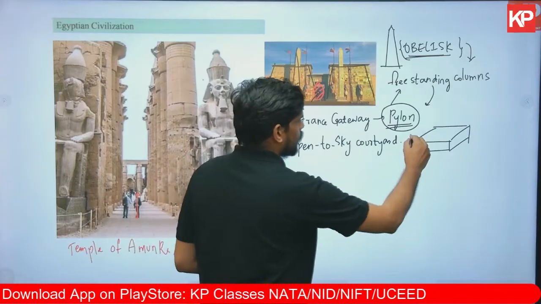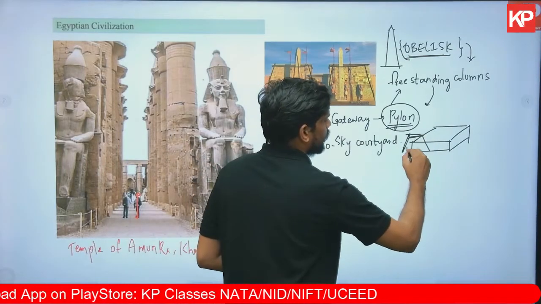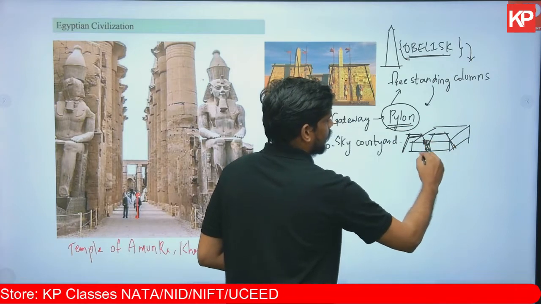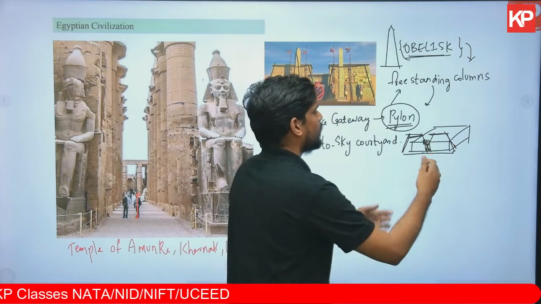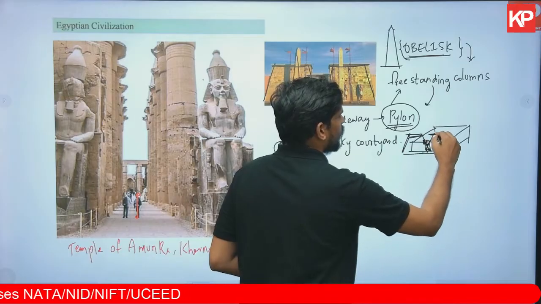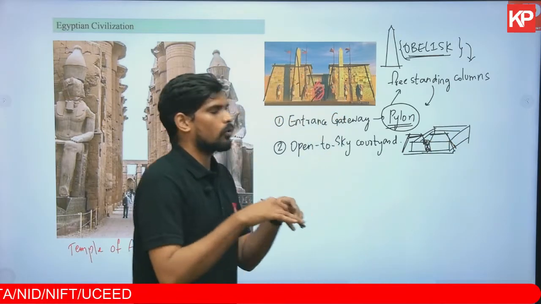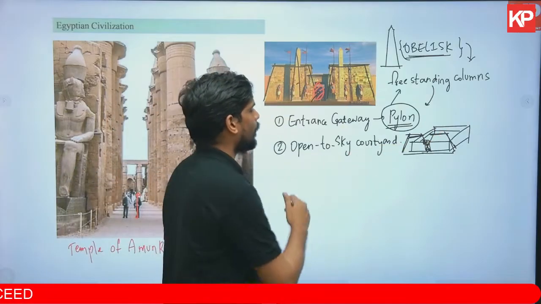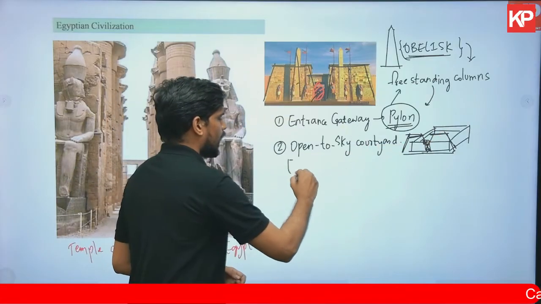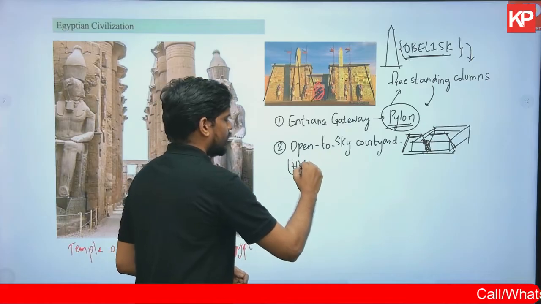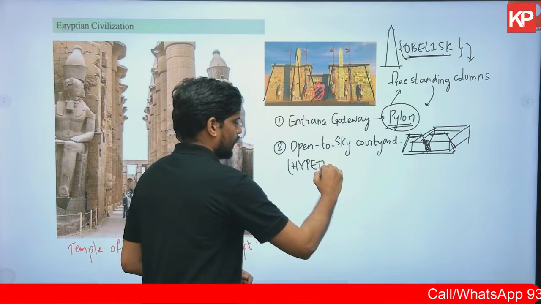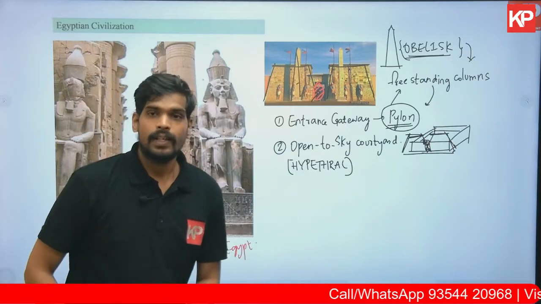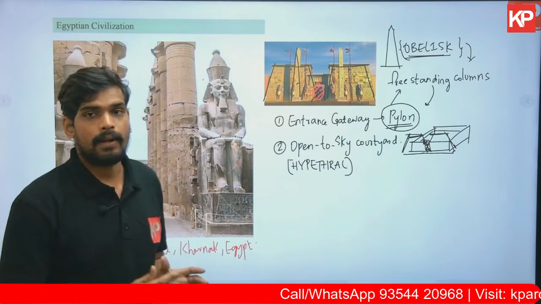So once you go through the entrance, you have these entrance pylons with an entrance in the center. Once you go through this into the second part, you find an open to sky courtyard which has only walls but no roof on the top. That's the second part of it. This open to sky space in architecture is called hypaethral. That is something which you can remember. Hypaethral court is seen as the second part of the Egyptian temple.